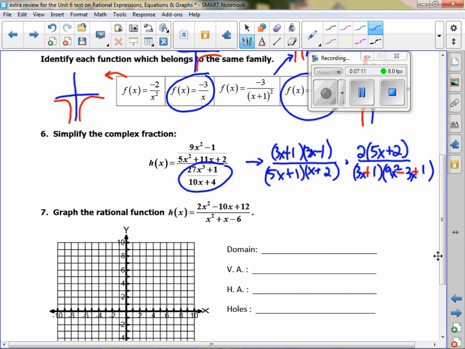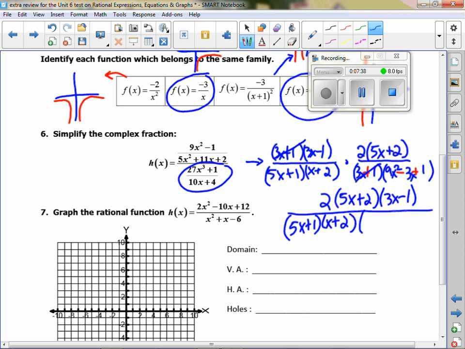Now, the only thing that I see that cancels here is the 3x plus 1. I'm pretty sure I meant more to cancel, but I must have messed up on my arithmetic here, so, oh well, we got what we got. 2 and 5x plus 2 on top, also 3x minus 1. In the denominator, 5x plus 1, x plus 2, and 9x squared minus 3x plus 1. It's all about factoring.